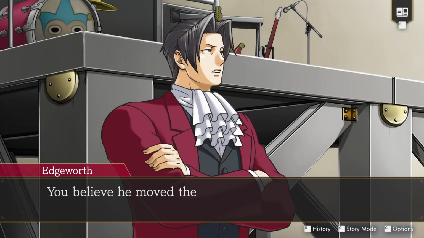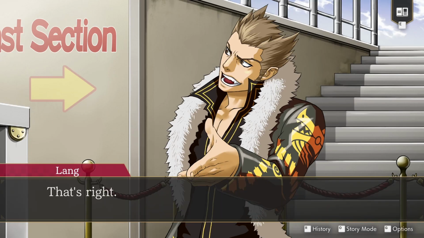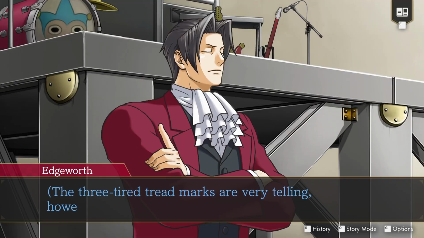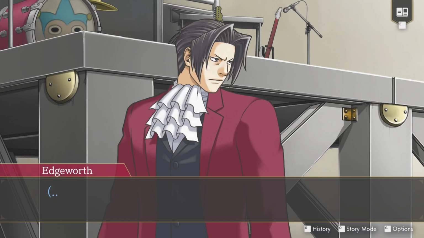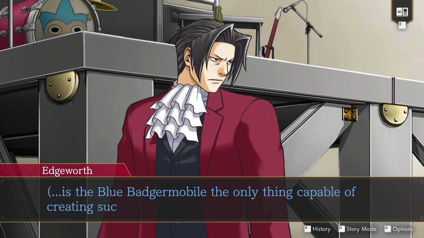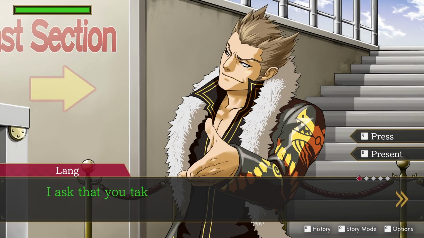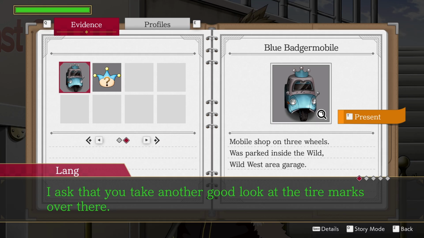You believe he moved the body with the car? That's right. It was Officer Meekins himself who pointed us to the way he did it. The 3 tire thread marks are very telling, however. The Blue Badger mobile is the only thing capable of creating such a pattern, no? No, there's others. But do we have proof of it? I don't think so. We might need to press. Yeah, because we only have the Blue Badger mobile.